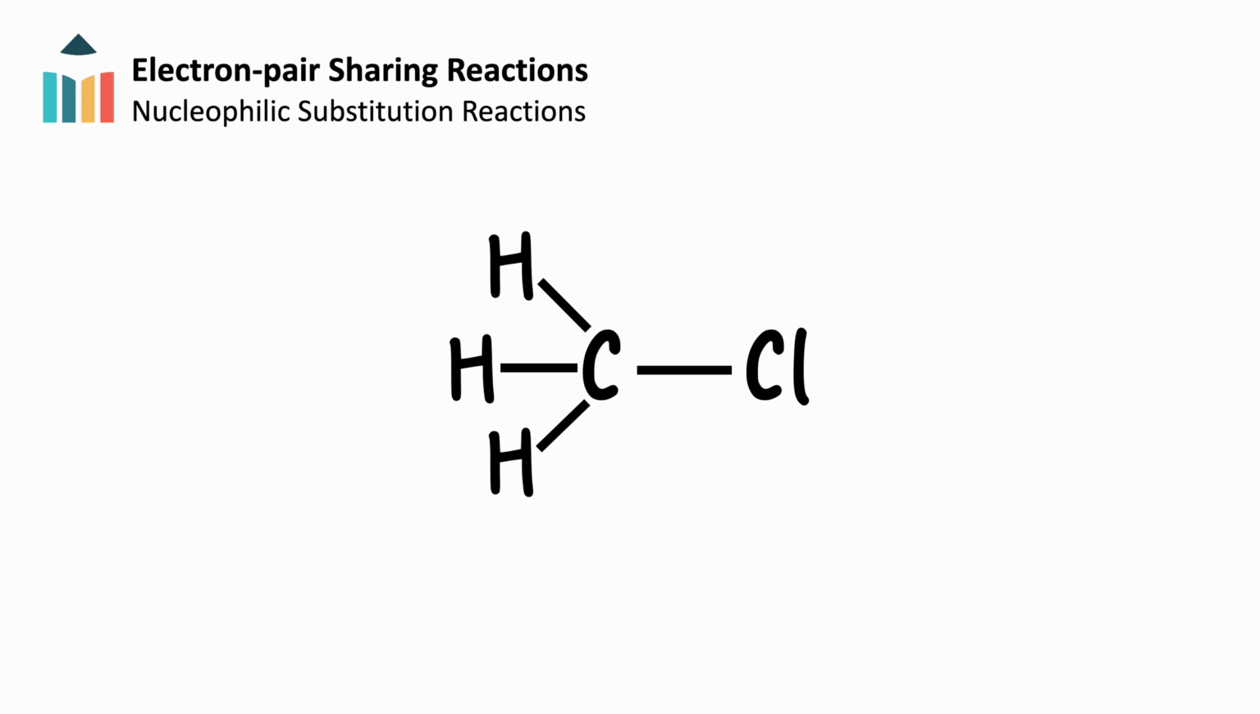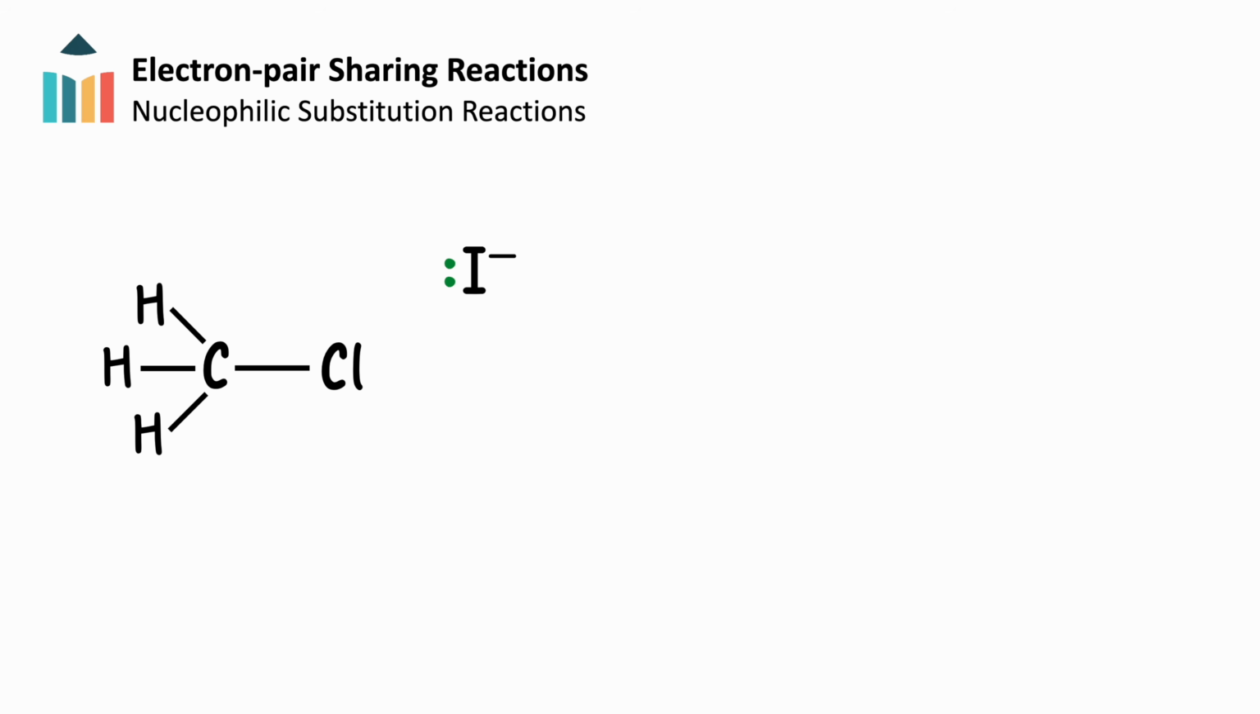In a carbon to chlorine bond, the chlorine atom attracts the bonding pair of electrons most strongly. Thus, the chlorine atom has a partial negative charge, and the carbon atom a partial positive charge. The partial positive carbon atom is electrophilic, so it may react with a nucleophile, such as an iodine ion. A lone pair from the negatively charged iodine ion is donated to the carbon atom to form a new carbon to iodine bond. The carbon atom can only form 4 bonds.